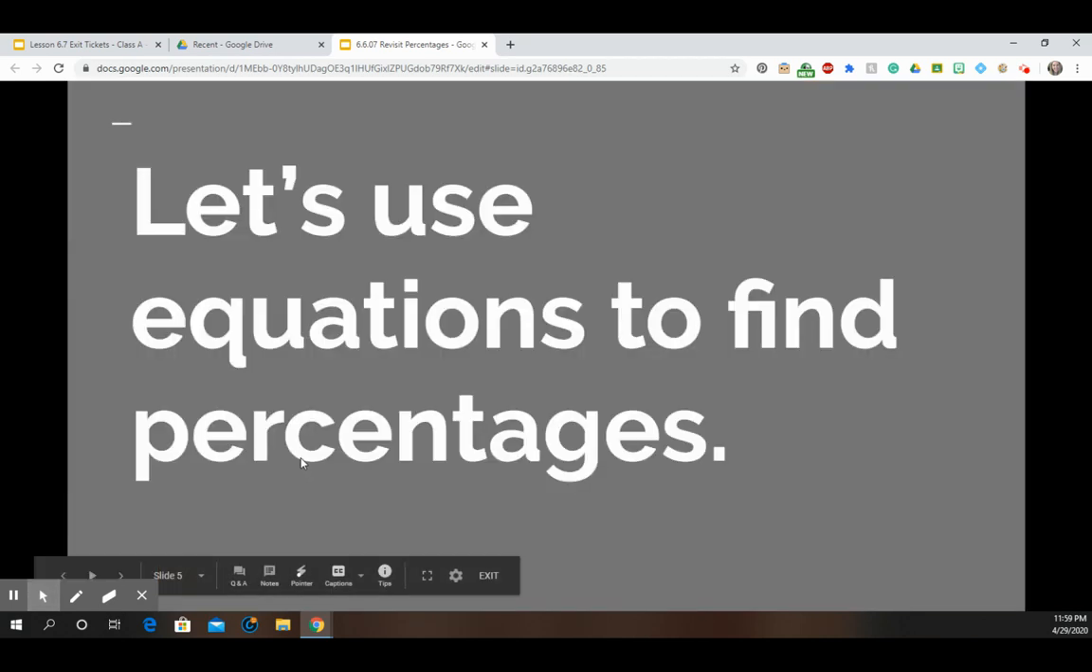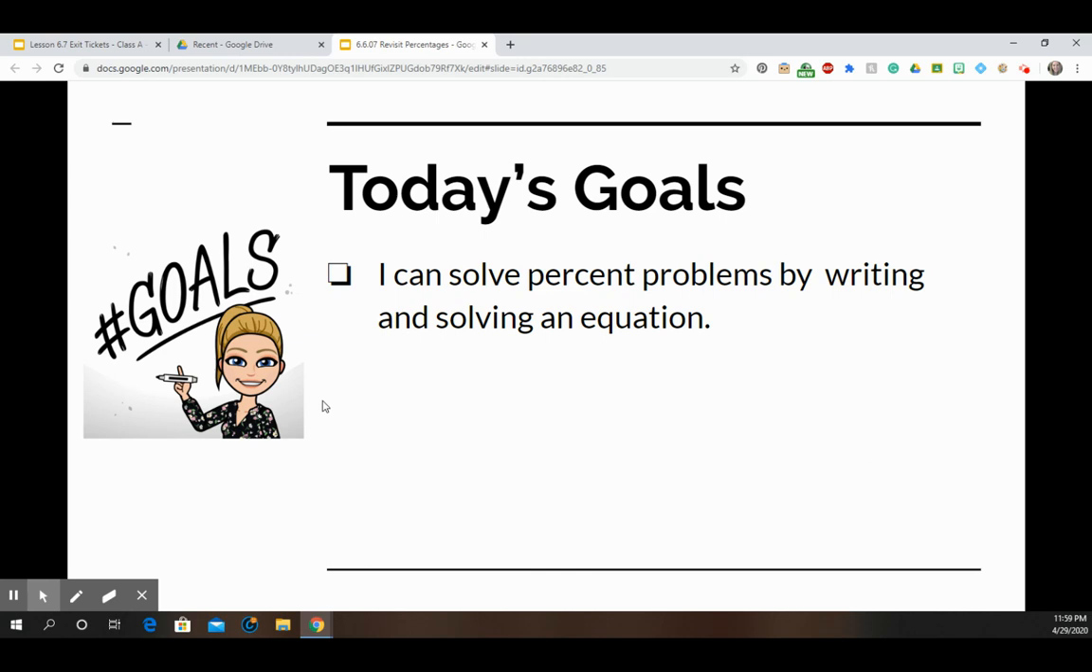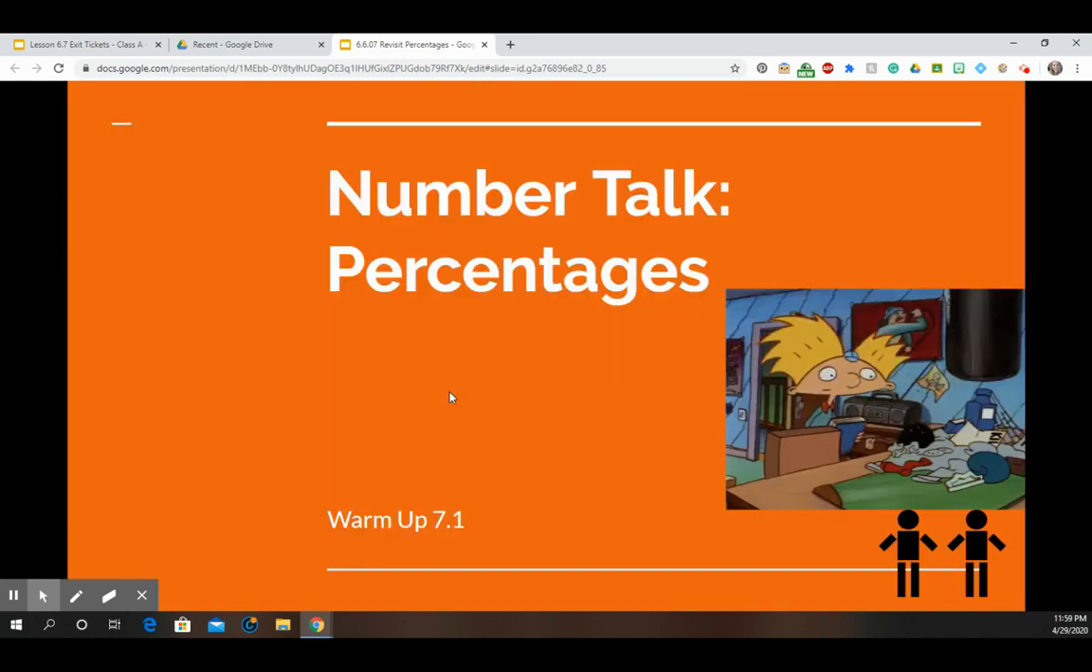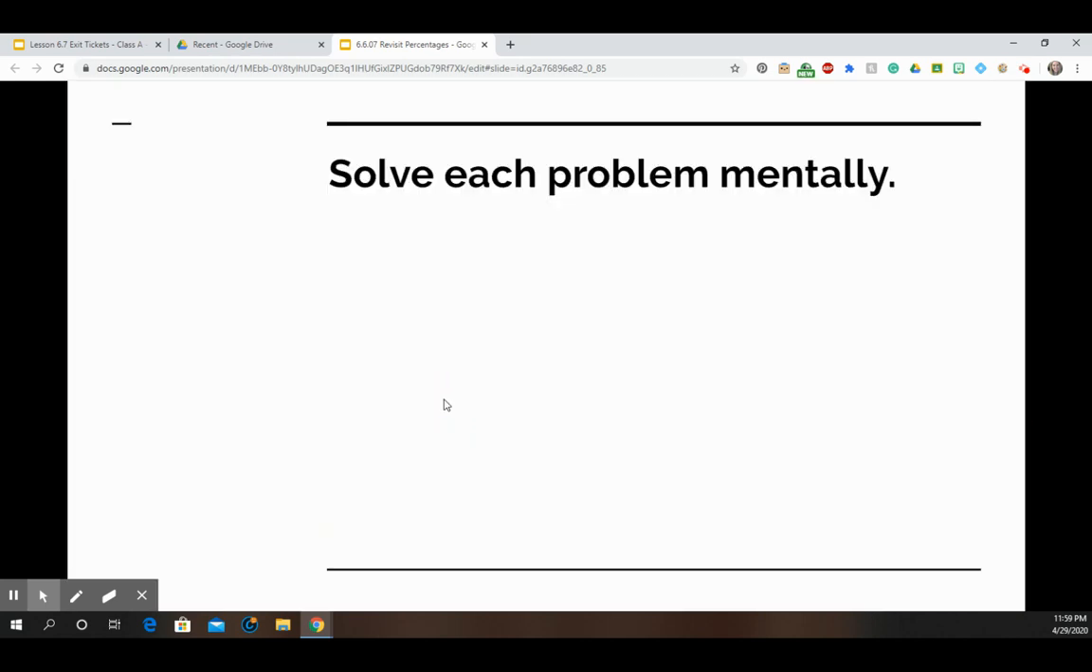Okay, so today we're using equations to find percentages. Our goal is today that we can solve percent problems by writing and solving an equation. Today's lesson's a little tough. If you need to take it slow, pause the video, rewind, that's totally fine. That's kind of a benefit of doing the learning this way, is you can take as much time as you need to digest this information. So we're going to start off with talking about percentages. I want you to try your best to solve each problem mentally, and then I'll go over some strategies you might have used.